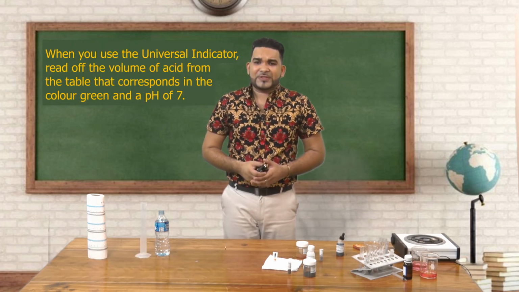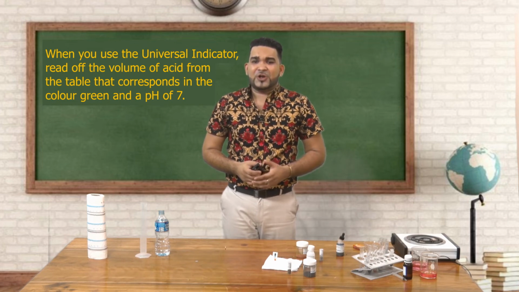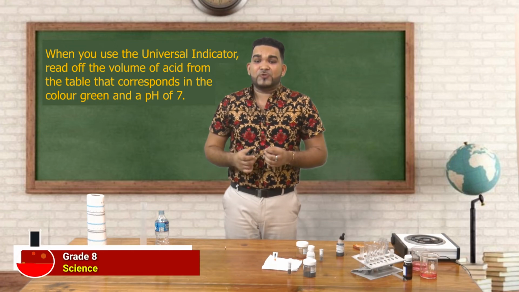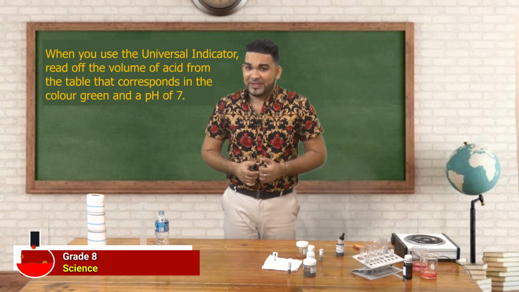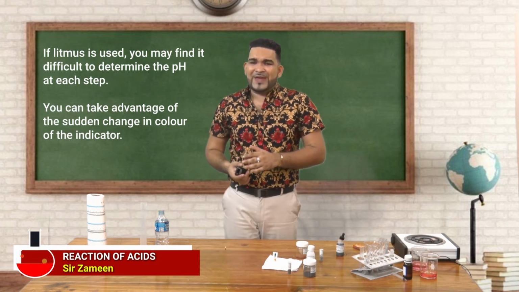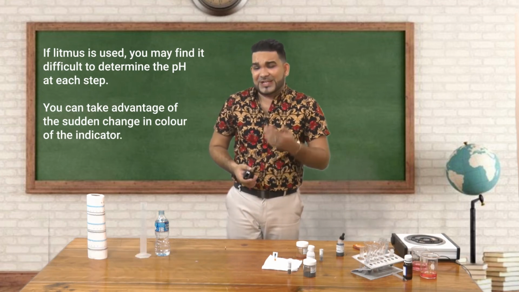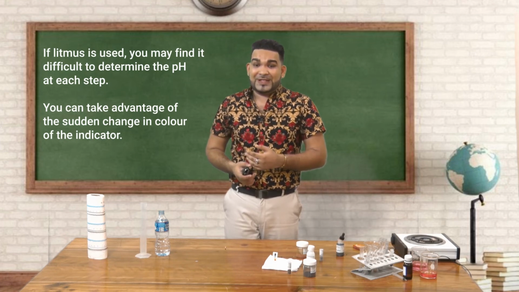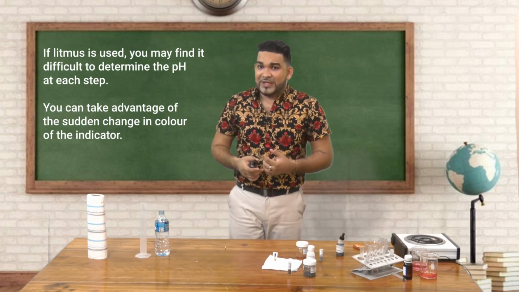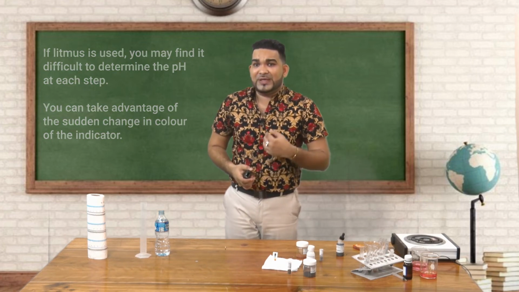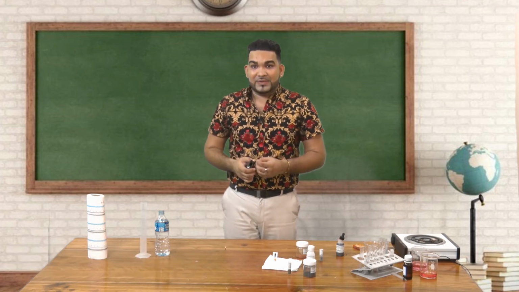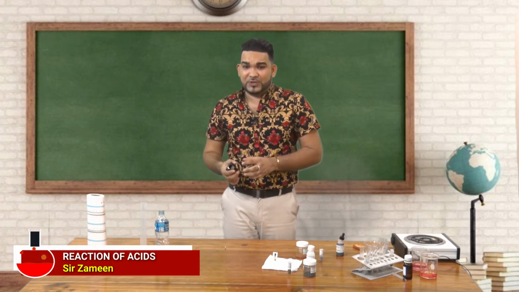When you use the universal indicator, you would have had to read off the volume of acid from the table that corresponds to the green color and the pH of 7. However, if you would have used litmus paper, you may find it difficult to determine the pH at each step. You should take advantage of the sudden change in color of the indicator. That is why in the experiment we will use our universal indicator. So we could have actually determined when the solution would have turned to neutral.